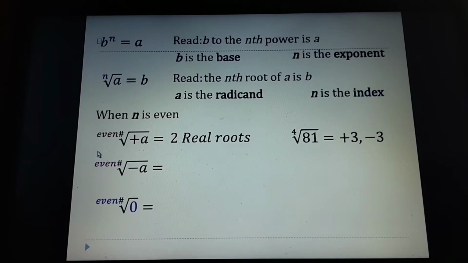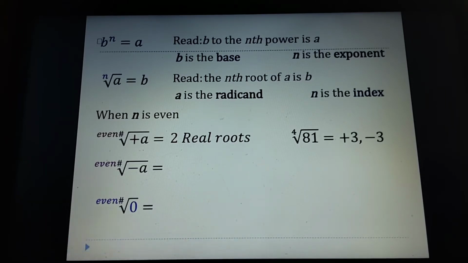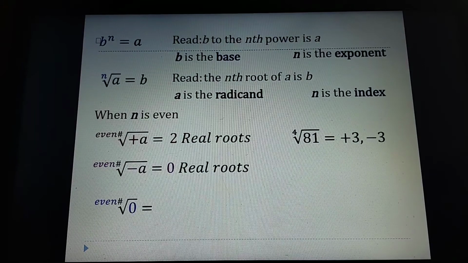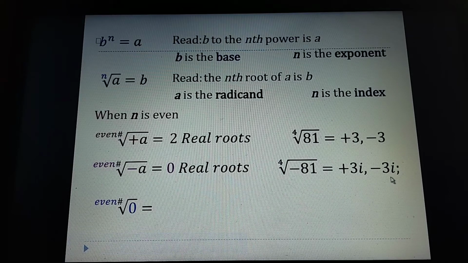Now, our other situation is when we have an even index, but the radicand is negative. This is like taking the square root of negative 4. And remember, whenever you had a negative under there, that's where your i showed up, your imaginary numbers. And remember, imaginary numbers are not real numbers. So since you only have imaginary answers, it means you have no real roots. You can't do it. Your calculator is going to yell at you. It won't be on your chart. So let's say we have the fourth root of negative 81. Technically, the roots are positive 3i and negative 3i, but neither one of those is real.